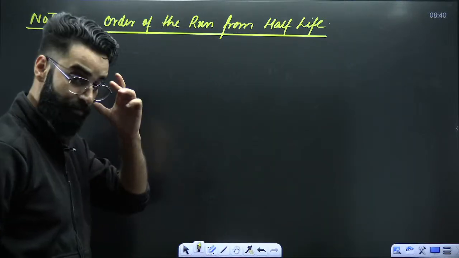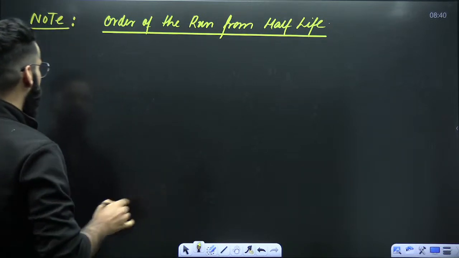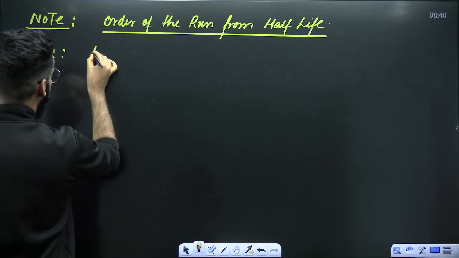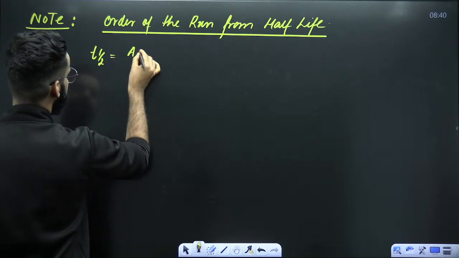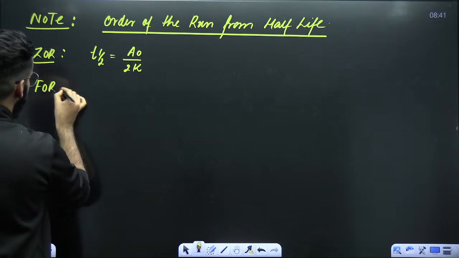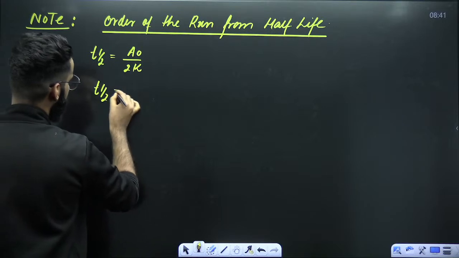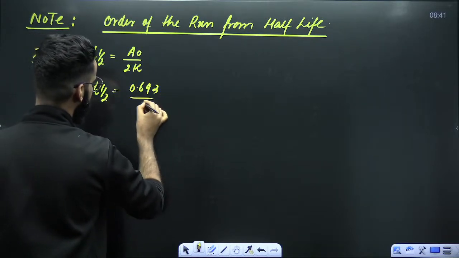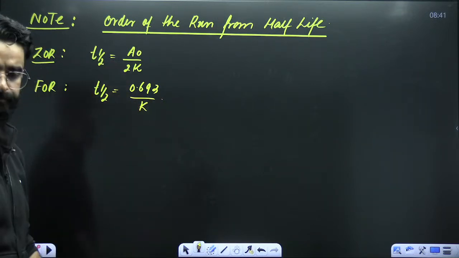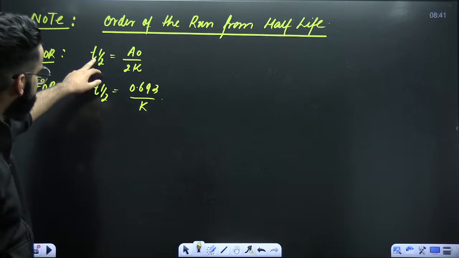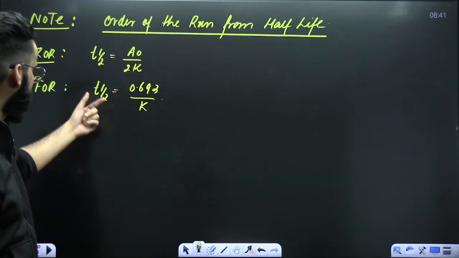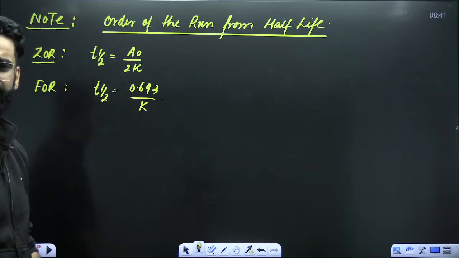Okay. Try to understand what exactly I'm going to say. My dear students, for example, you have got a zero order reaction. For a zero order reaction, what is the expression to calculate half-life? A naught divided by 2k, right? For the first order reaction, half-life will be equal to 0.693 divided by k, right? Now, for the zero order reaction, half-life is directly proportional to initial concentration. For the first order reaction, half-life is independent of the concentration of reactant.